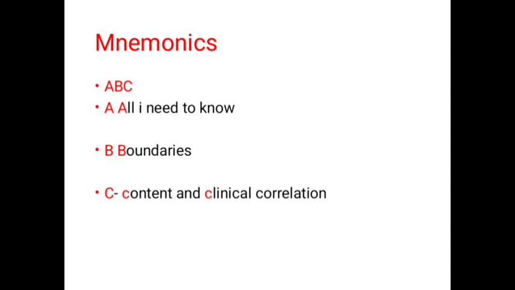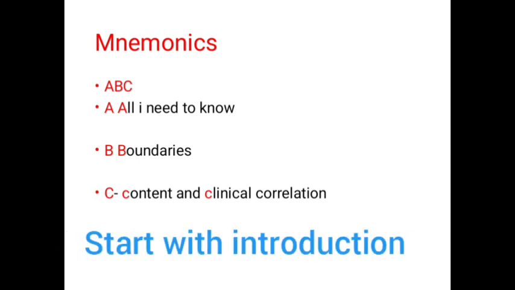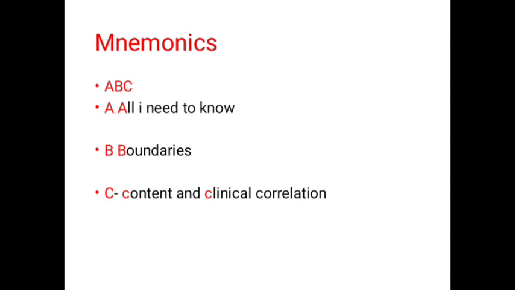Now with this, you can write essays on tracts, on spaces, on cavities, and so on. Now for A, all you need to know would be just the definition and the location, and it's enough. One of the rules of thumb in writing essays in anatomy is that the essay must start with an introduction. So all you need to know is introduction, definition, possibly the location. If it has measurements, you can also write the measurements as part of your A.